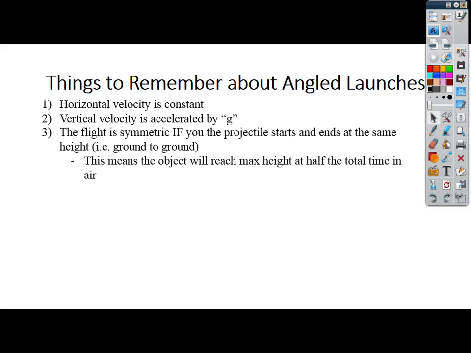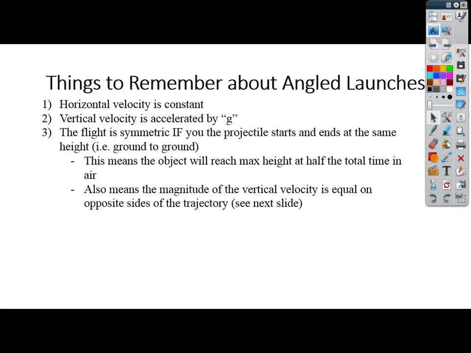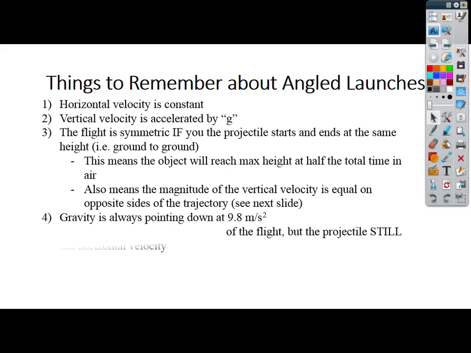Okay? This means the object will reach a maximum height at the halfway point. Okay? The vertical velocity at this point is equal to 0. Oh, sorry, I'm reading that wrong. But the vertical velocity at the very top is equal to 0. But it also means the magnitude of the vertical velocity is equal on both sides of the trajectory, which we talked about before. Gravity always points down. All right. Well, there you go. Vertical velocity is 0 at the top.